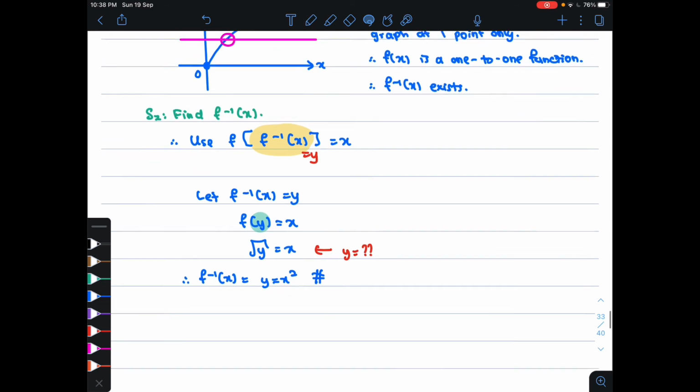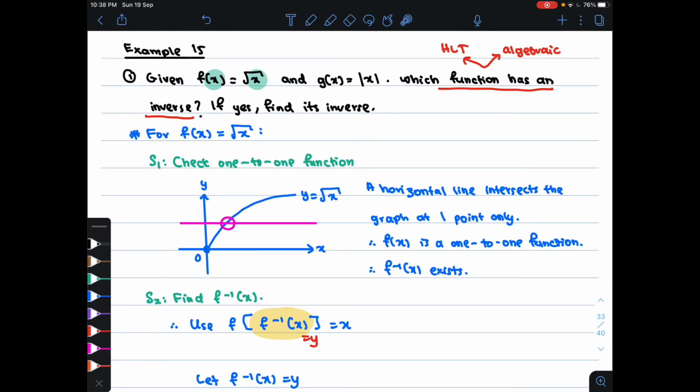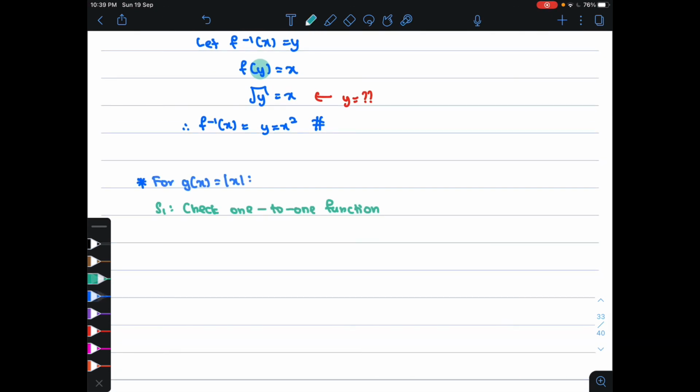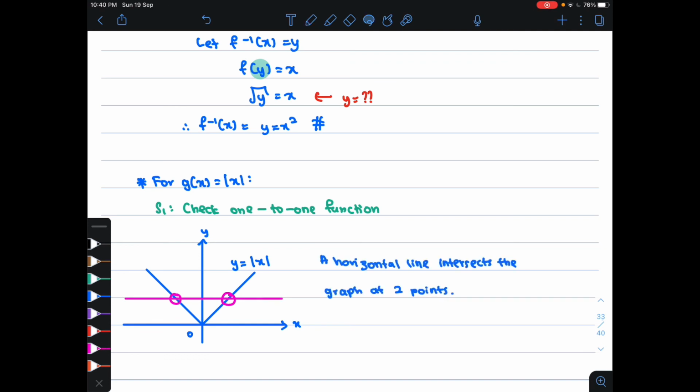Let's do for the other function, which is gx equal to modulus of x. The first step is to check whether it is a one-to-one function or not. So let's use the horizontal line test. Sketch the function of gx. And here is the graph. And if we do the horizontal line test, we can see that there are two intersection points. So you can write down a horizontal line intersects the graph at 2 points. And this means that g is not a one-to-one function.